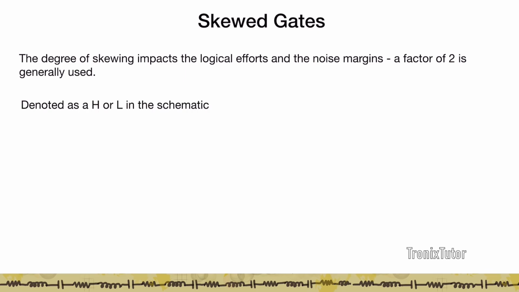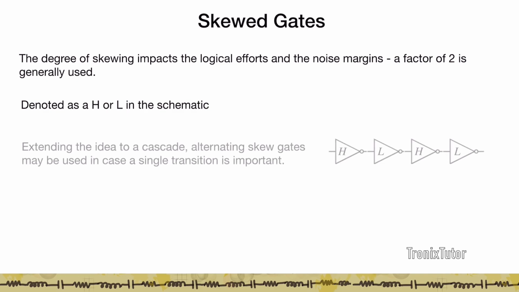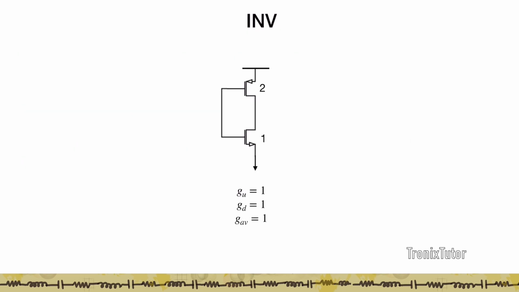So in the schematic, we normally denote them as an H or an L, depending on whether it's skewed for a high transition or skewed for a low transition. If you think about a data path, and you want a specific transition to be fast, then you skew the gates in such a way that you cascade high and low together, so that eventually you get one of the transitions through this path to be the fastest transition. Now let's look at an example of a few skewed gates.